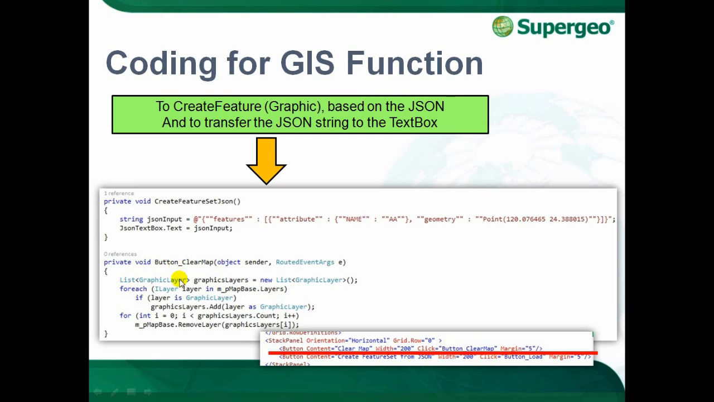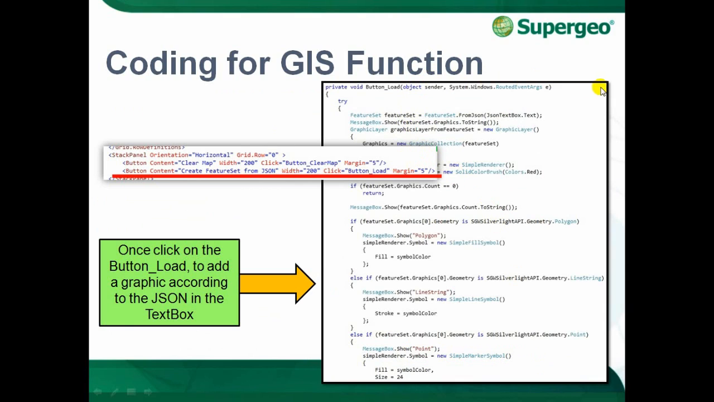So after clicking on this one, it will clear all the graphics, and to remove the layers, this one. And then if we click on another button like this one, create feature set from JSON, it will lead you to another sub function, button dash load. And it is here, the main code part is in here.